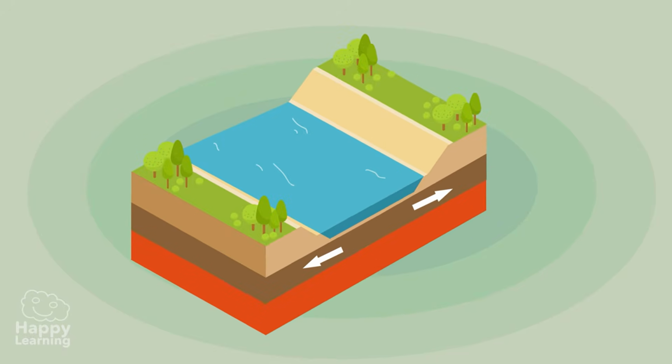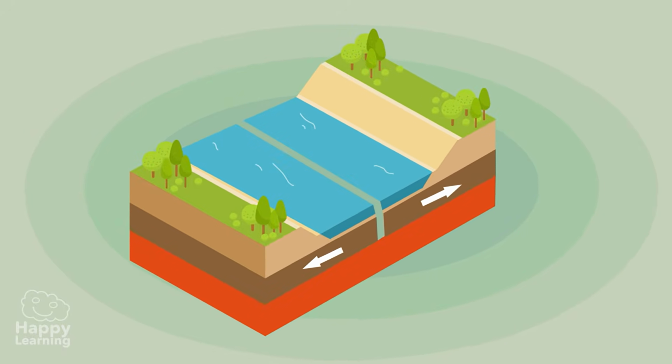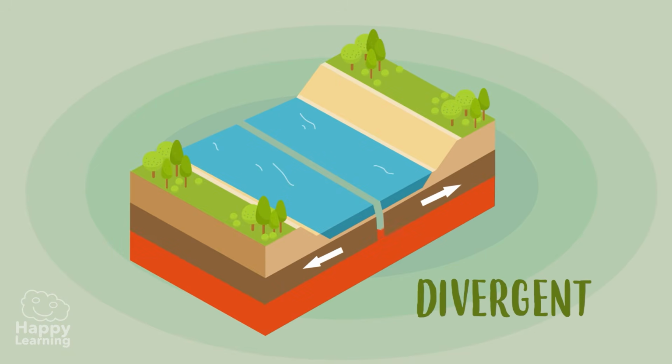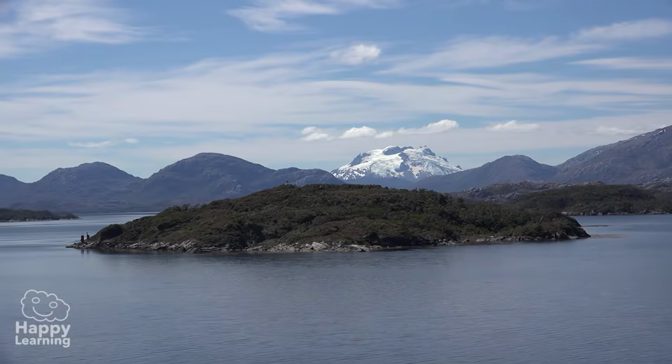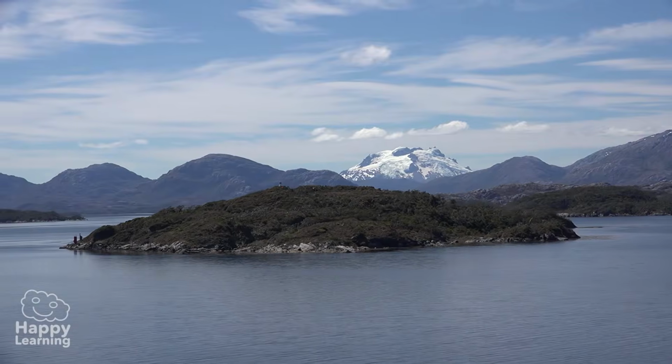When the tectonic plates shift in opposite directions, they are called divergent plate boundaries, and the magma rises towards the surface, cools down and dries. Then a new floor is formed, like these islands you can see here.